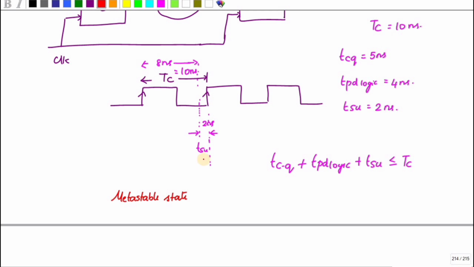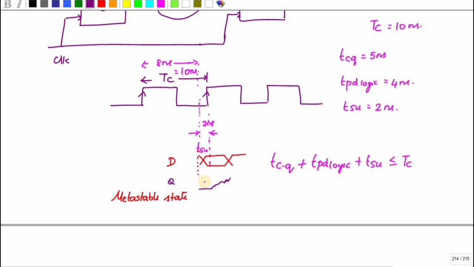Okay, consider my data is changing during this period. So it is changing during this period. It should not be changed, right? No. So since it is changing, my Q value it will not know. So it will go to the metastable state.